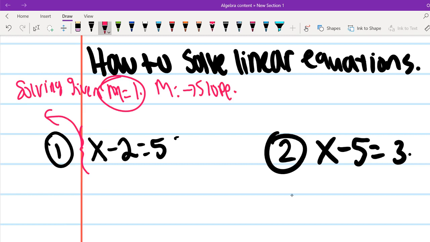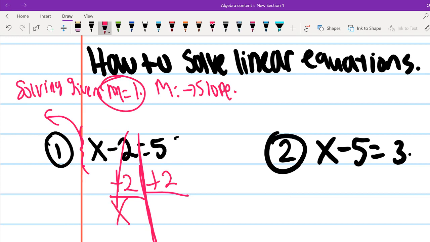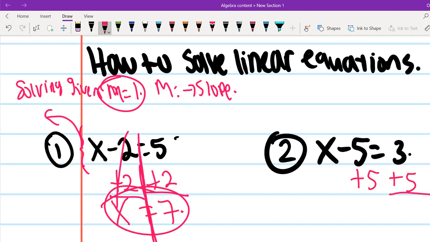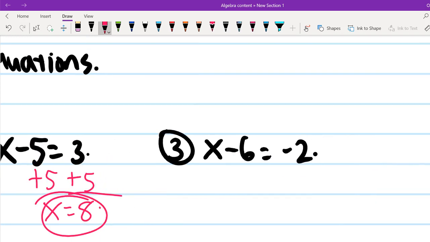So for these, what you would want to do is you just add 2 on each side, giving you x equals 7. For this one, you would do plus 5 on each side, giving you x equals 8. And for this one, you would add 6 on each side, giving you x equals 4.